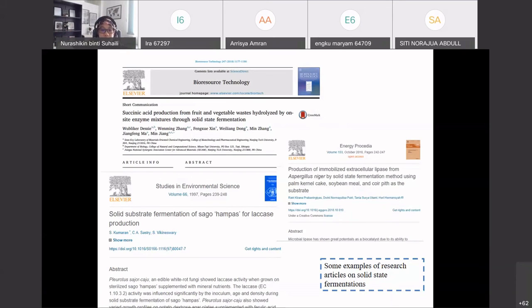Okay, so this one is the article about fruit and vegetable waste as a substrate to produce succinic acid using on-site enzyme mixture. Okay, this one I think is using a consortium of microbes. So this one is production of lipase from Aspergillus niger using palm kernel cake, soybean meal, as a substrate. Okay, this one is agricultural waste, sorry. And this one is production of laccase using sago hampas, using solid state fermentation.